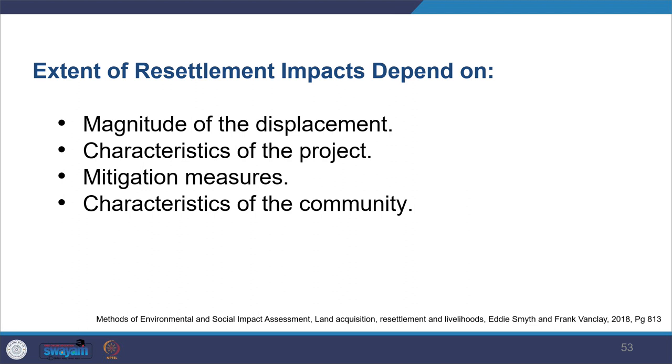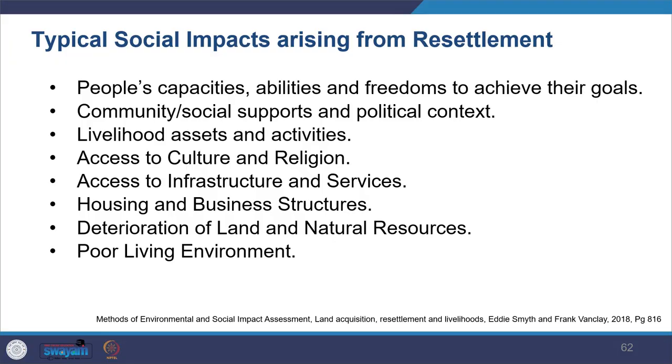Impacts are usually assessed using the standard risk assessment process, where you look at the likelihood of the risk occurring along with the consequences of that risk. So looking at the typical social impact arising from a resettlement, what kind of social impact happens because of the resettlement? You see that people's capability, ability, and freedom to achieve their goals gets influenced. They do not have the same environment, their quality of life changes, things become expensive because of inflation, the cost of living goes high. So their capacities are lowered.